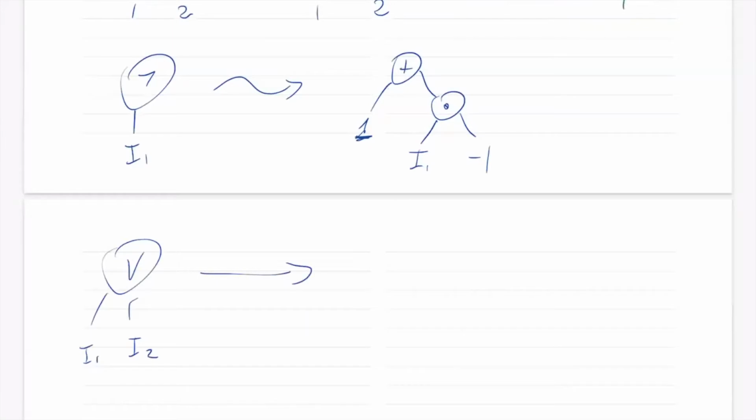Instead of showing you how to translate the OR gate, I will tell you that the OR gate is the same as taking the AND of the NOTs of the inputs.